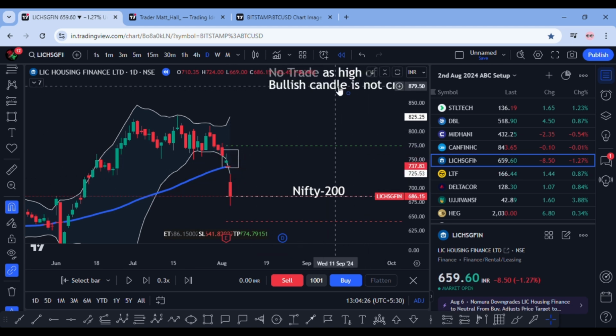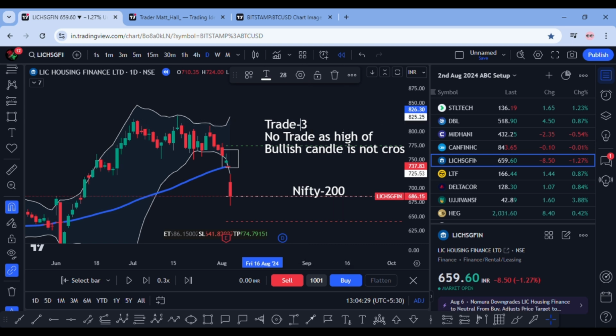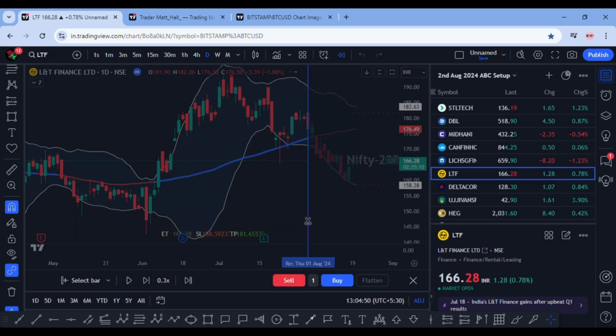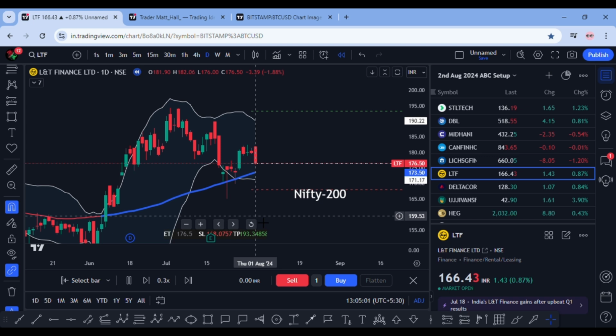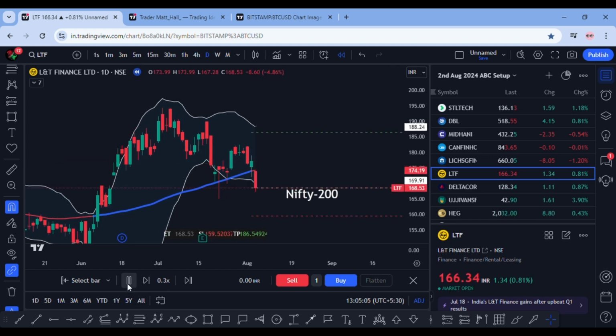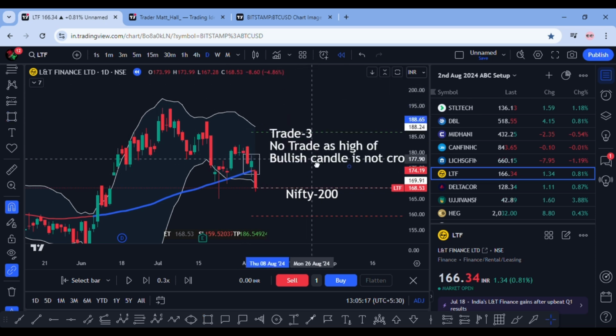Next up is L&T. Unfortunately, this trade also didn't meet our ABC setup conditions, as it couldn't break the bullish candle. So, no trade here either. As always, we'll only enter trades that align with our strategy's criteria. Let's move on to see if we can find a better setup.